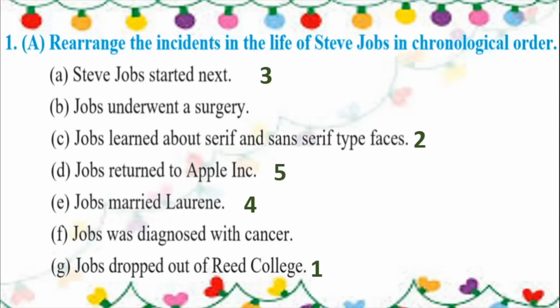Now there are many things which might have happened between these events also, but since these are the ones which are given, we are trying to put them in a sequence. After that, what happened was Jobs was diagnosed with cancer. Okay, the doctor diagnosed that he's got cancer now. And then finally he underwent a surgery for this particular type of cancer. So this was about the incidents of Steve Jobs' life in chronological order. Chronological order means what happened first and then what happened next and so on.